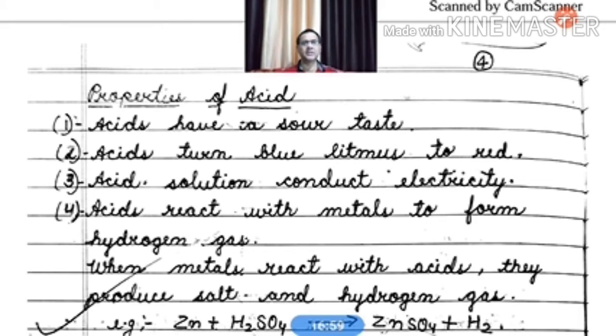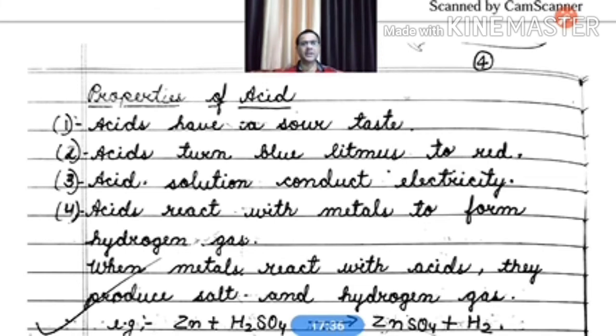Third point, acid solutions conduct electricity. Acids, either hydrochloric acid or sulfuric acid or nitric acid, when dissolved in water, produce ions. For example, HCl when dissolved in water forms H+ and Cl-. H2SO4 dissolves in water and forms 2H+ and SO4 2-. HNO3 when dissolved in water forms H+ and NO3-. Since acids produce ions, their solutions conduct electricity, because ions are responsible for the conduction of electricity.